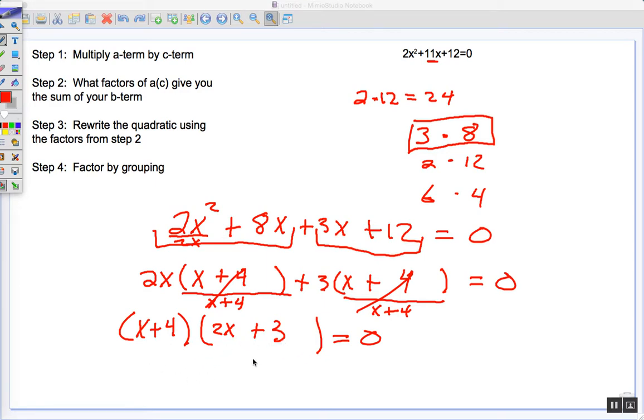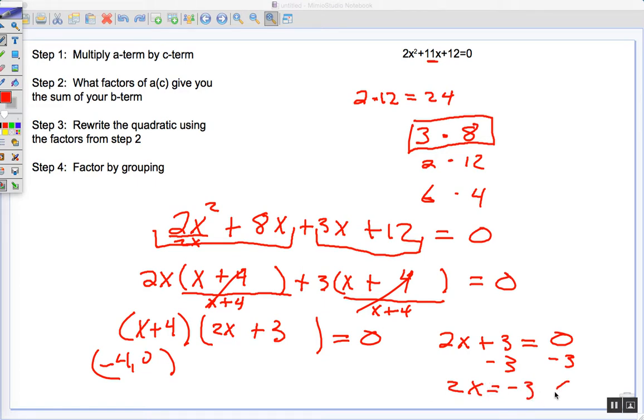My x-intercepts, if that's what the question is asking you to find, would be -4. And this one's a little trickier. You might actually have to write the equation out to see that value. So what value of x will make this 0? So subtract 3 from both sides. So 2x equals -3. X equals -3 halves.